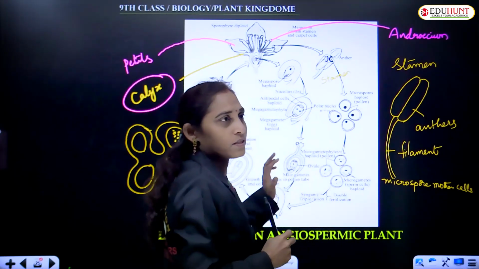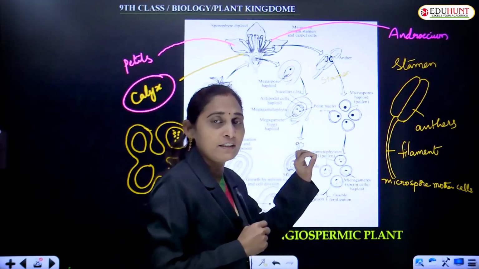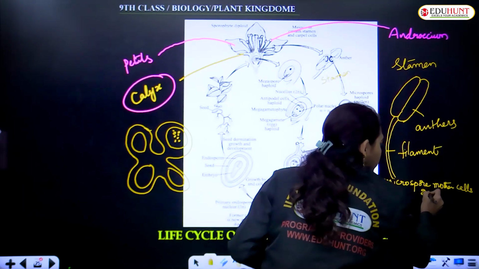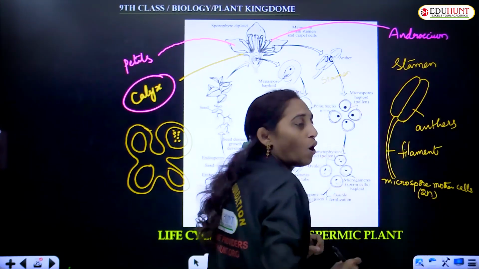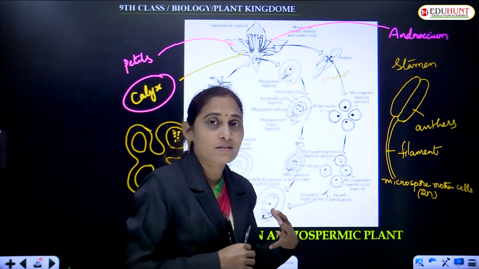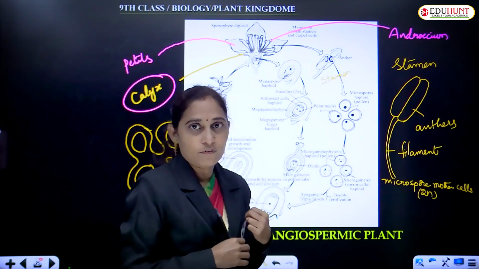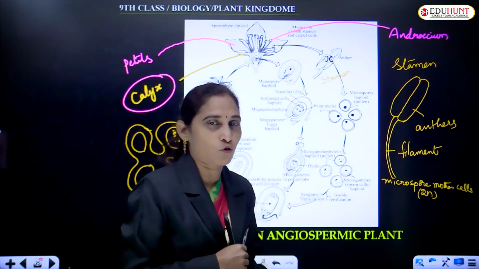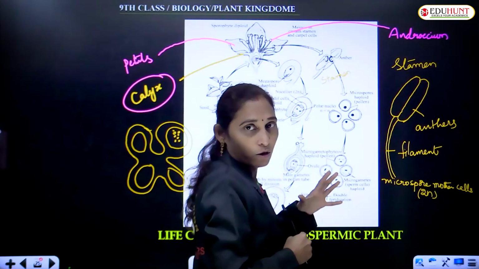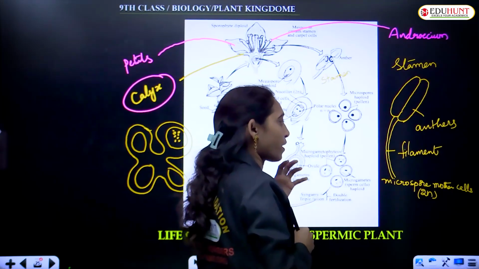All the structures I have explained till now are diploid structures. Diploid structures are nothing but all the cells of these organs possess two sets of chromosomes, until the microspore mother cell production.